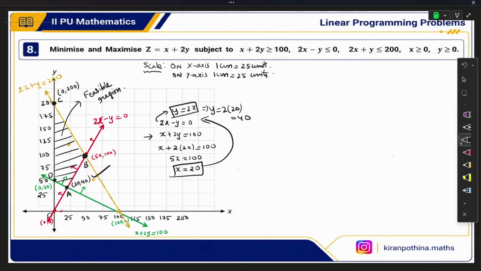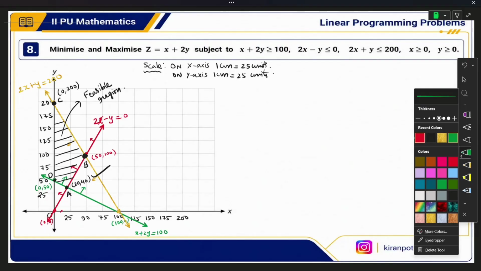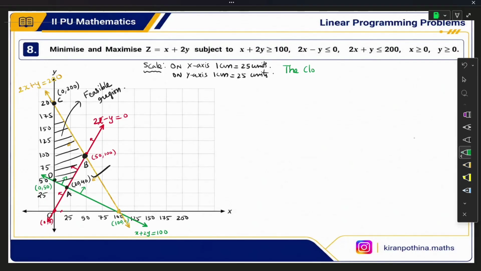So that is how to find the intersection point if you don't know. You simplify the two equations, the red line and green line, and you will get the point 20 comma 40. You can do this in rough work. Now we have the feasible region as well as the corner points. Next we will substitute in a corner point table. Before that, I will write the closed figure A B C D A is our feasible region.